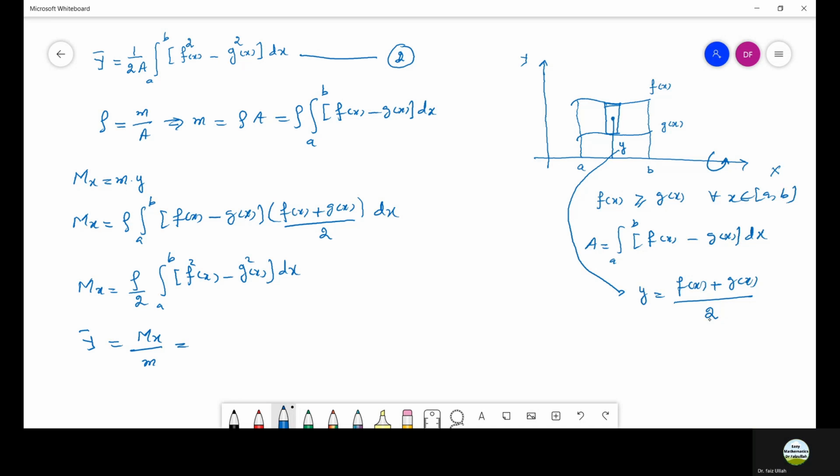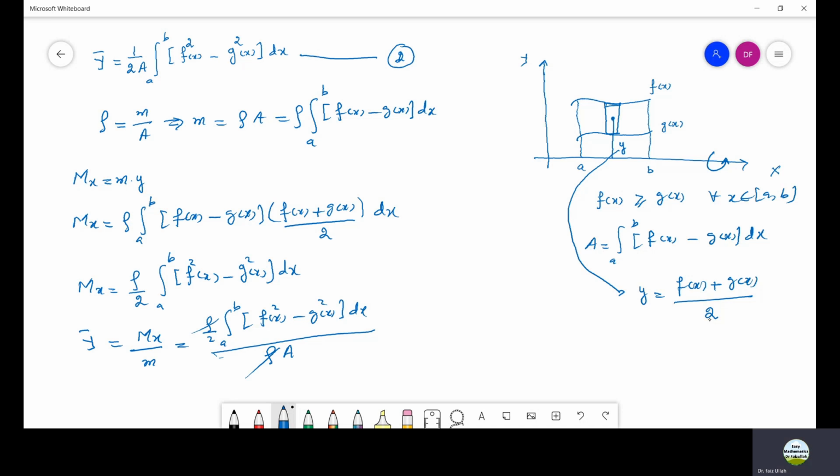Let us use the values. We have rho by 2, integration from a to b, f of x square minus g of x square into dx, divided by m. M is equal to rho into A.